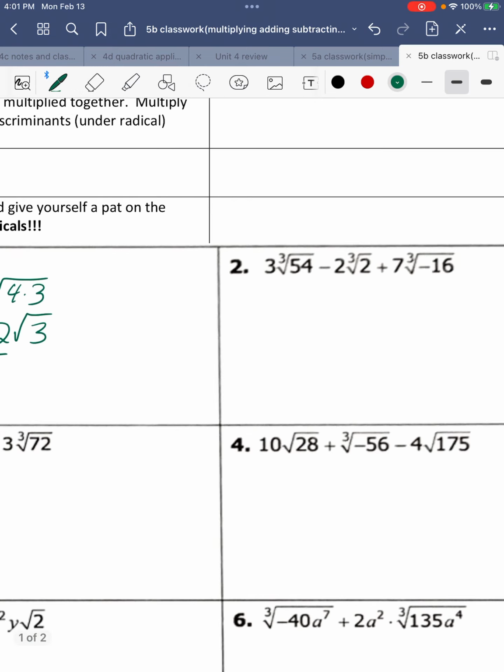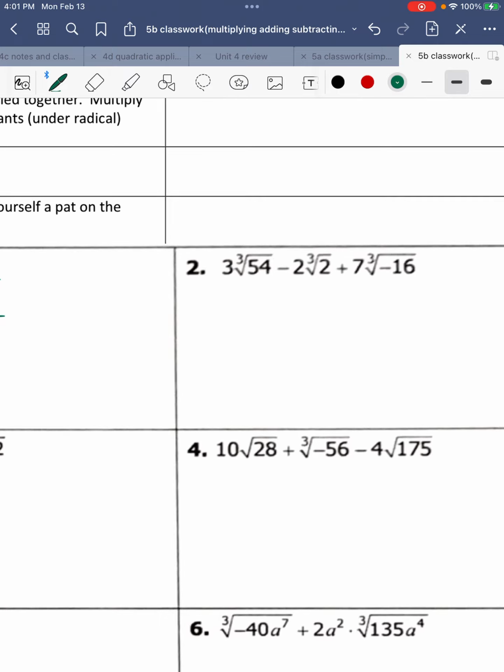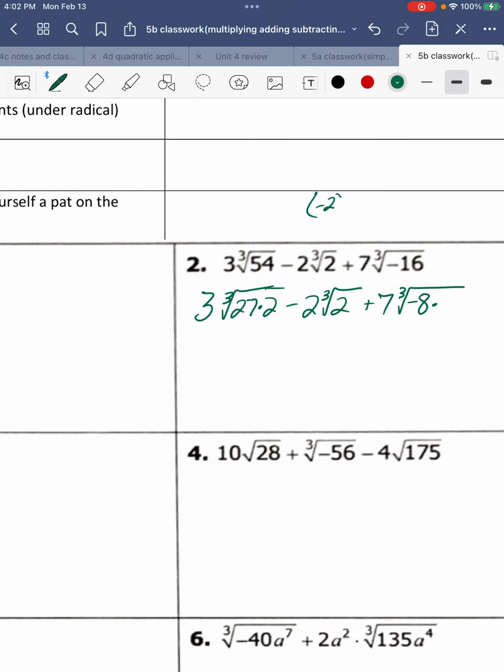All right, number 2. We have cube roots here, so we have to think about perfect cubes. So 54 is going to be cube root of 27 and 2. And then 2 cube root of 2 doesn't simplify. And then 7. We have cube root, and with cube roots, you have negatives. Because negative 2 cubed is actually negative 8. So if you take the cube root of negative 8, that's negative 2. That works for all the cubes. I'll always take a negative with it, because that'll come out with it.